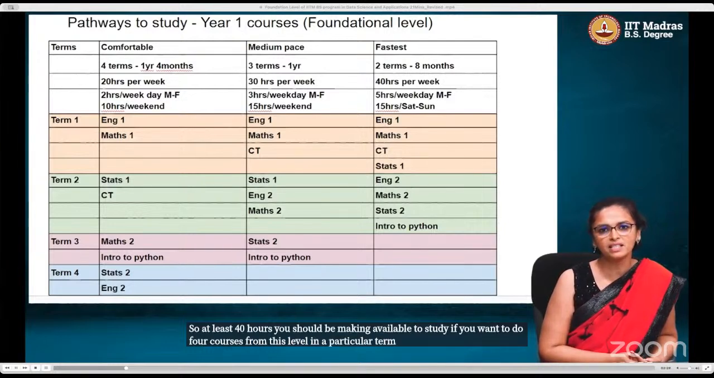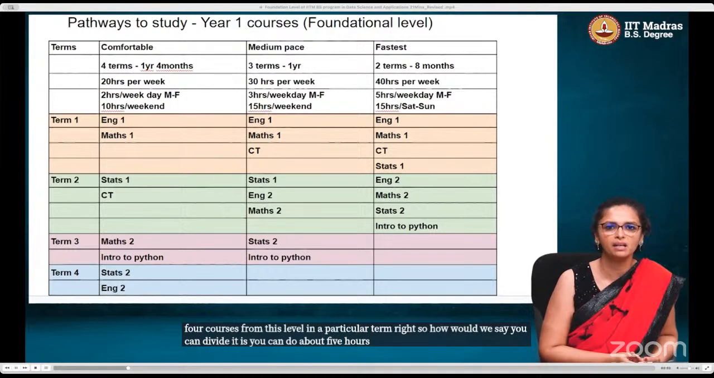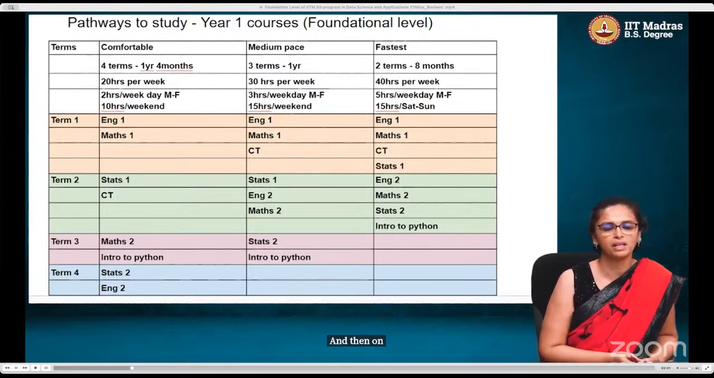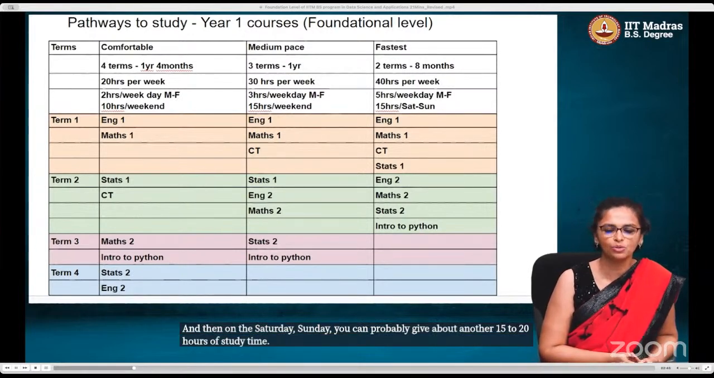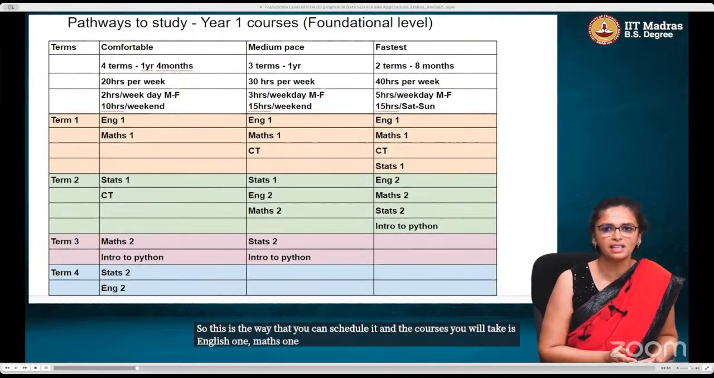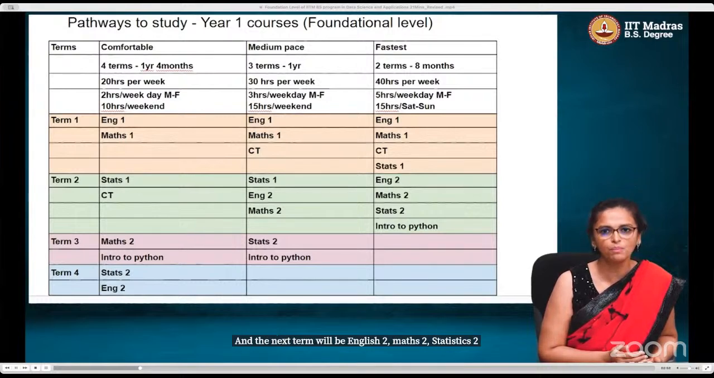So how can you divide it? You can do about 5 hours per weekday, Monday to Friday maybe, or 6 hours per weekday, Monday to Friday. So that comes to about 25 to 30 hours. And then on Saturday and Sunday, you can probably give about another 15 to 20 hours of study time. So this is the way that you can schedule it. And the courses you will take are English 1, Maths 1, Statistics 1 and CT in the first term. And the next term will be English 2, Maths 2, Statistics 2 and Introduction to Python.